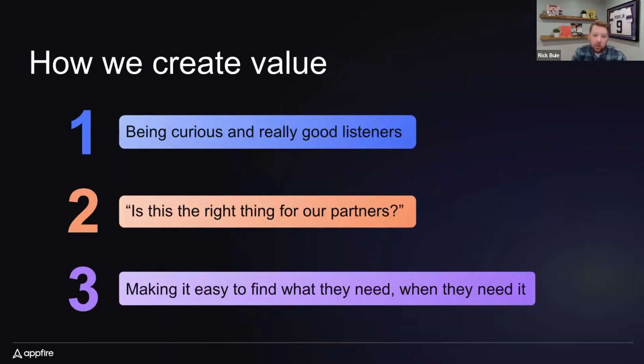So how do we create value? There's a number of ways. Three big ones come to mind. One is by being curious and really good listeners. We don't assume we know what partners need. They're the experts at solving customer problems, and we pride ourselves on learning how they work and crafting our strategies to fit into their model.